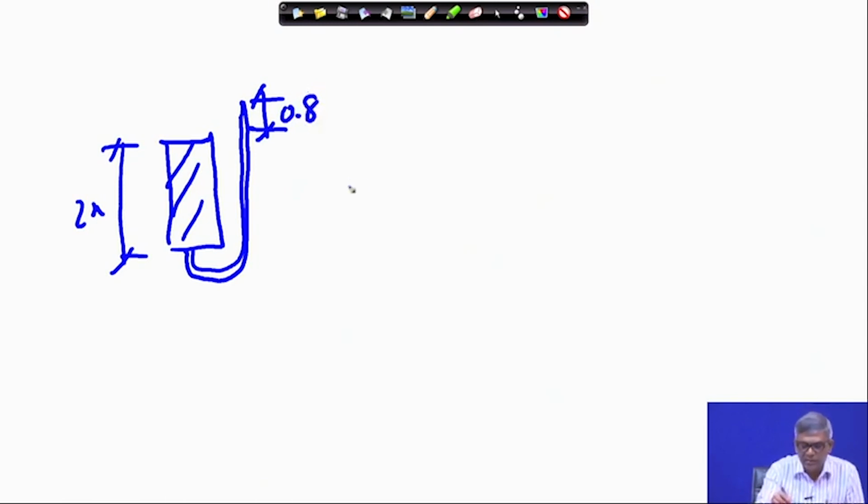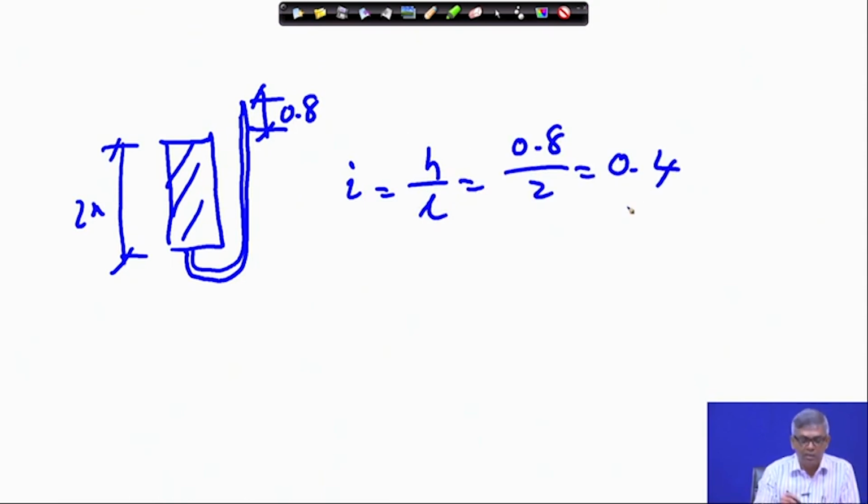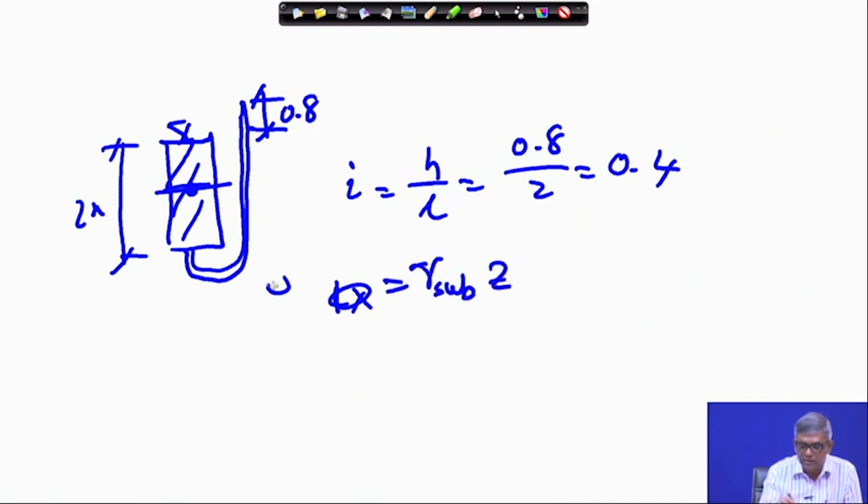So, your hydraulic gradient i will be h by L. So, that is 0.8 by 2, so 0.4. Now, if the water table is here at the mid height of the layer, I have to find out the total effective stress. The total effective stress will be how much? So, 1 meter into gamma saturated, which was given, I think, 19.5. Generally, effective stress at the mid height is gamma submerged into Z.